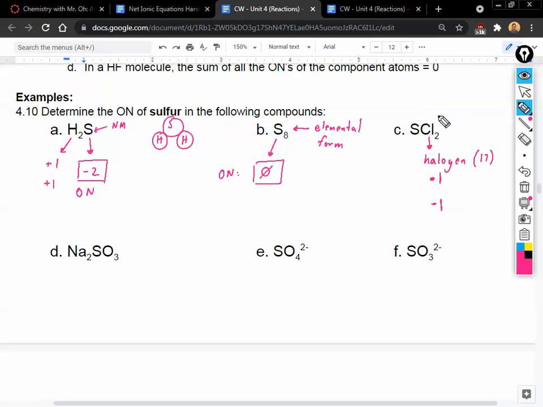Now if you notice SCl2, there's no charge, right? So if there's no charge, the oxidation numbers have to equal 0. So what does sulfur have to be in order to balance out these oxidation numbers? +2, exactly.